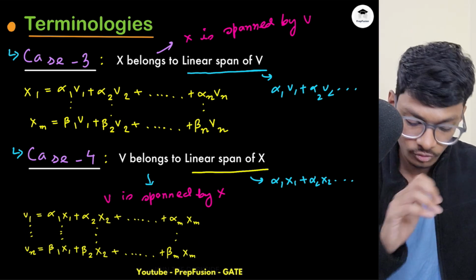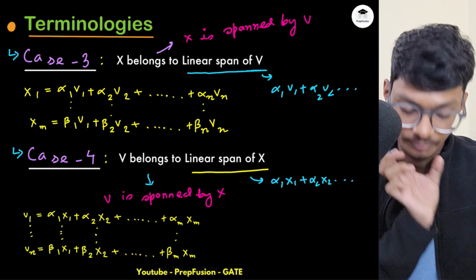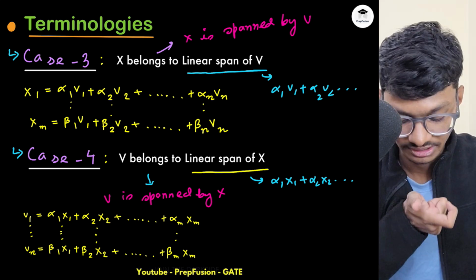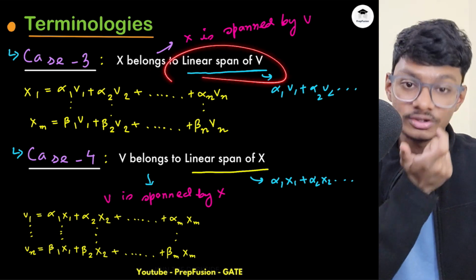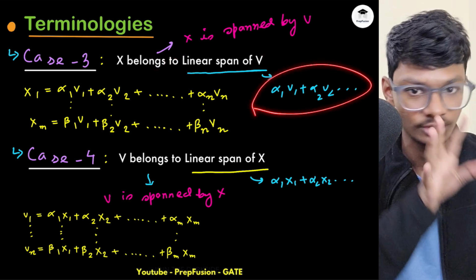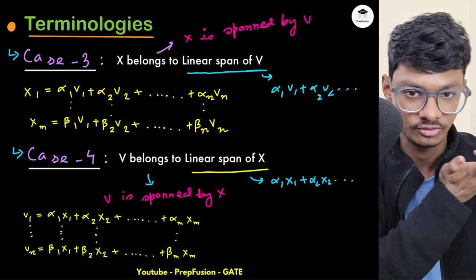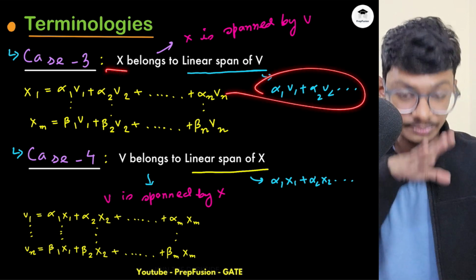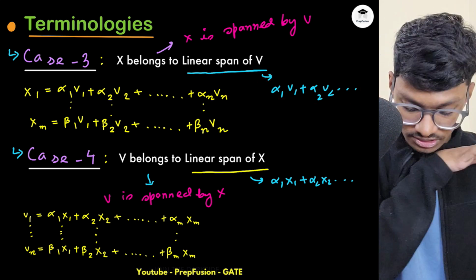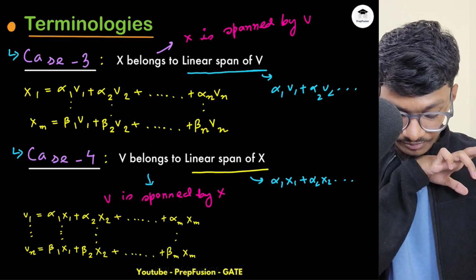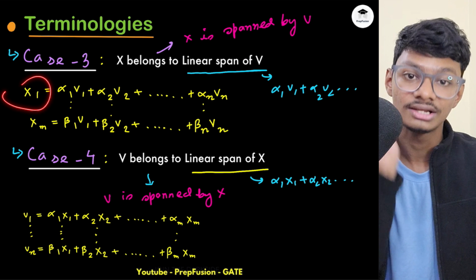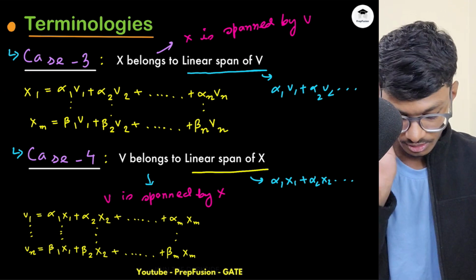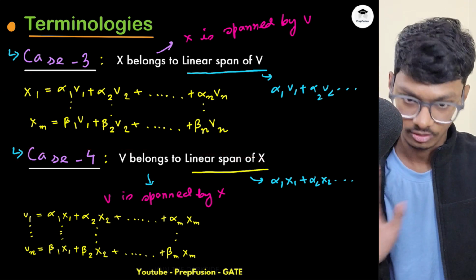Okay, so these are the few terms you have to take care of, because in the question they may give you terms like this: X belongs to linear span of V. What does this mean? What is linear span of V? Linear span of V is the linear combination. You can remember it like this. Now X belongs to the linear combination, so X is equal to this. That means X is spanned by V, or X is the linear span of V. This also you can understand with the same analogy.